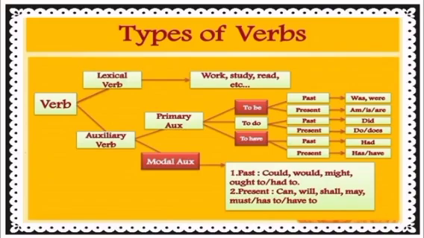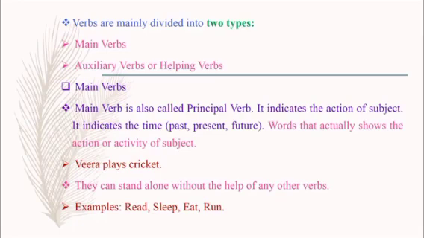Next, we are going to learn about two types of verbs. Verbs are mainly divided into two types. The first one is main verbs and the other one is auxiliary verbs or helping verbs. First, let's see about main verbs. Main verb is also called principal verb. It indicates the action of the subject. It indicates the time, that is past, present and future.